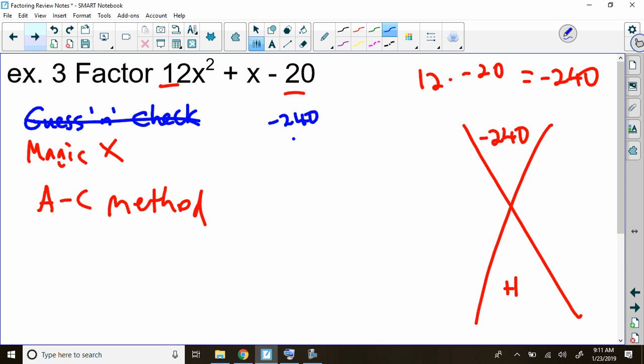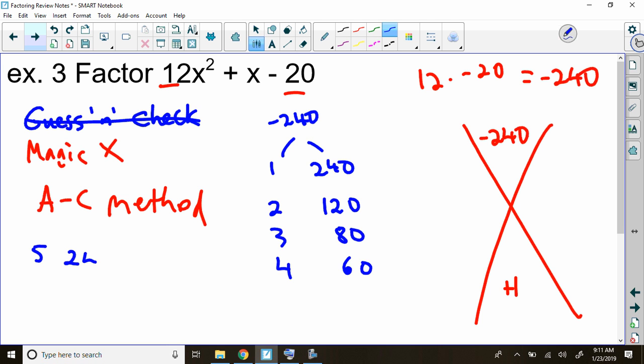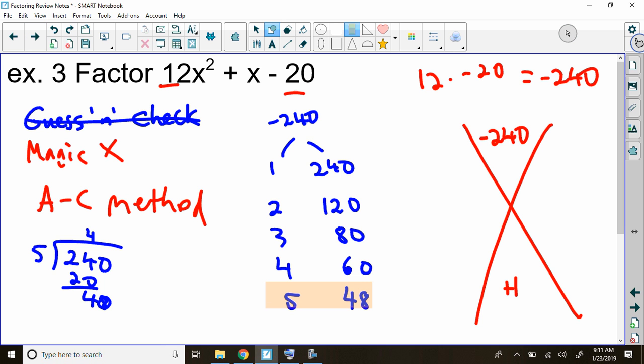Negative 240: 1 and 240, 2 and 120, 3 and 80, 4 and 60. Told you it's going to take a minute. 5's going to go into this. 5 goes into 240. That's 4, that's 20, that's 4, that's 0, and that's 8. 5 and 48. Now remember, I want a pair of these factors that add up to 1, and we're getting close. We're getting close, but we got a long way to go.